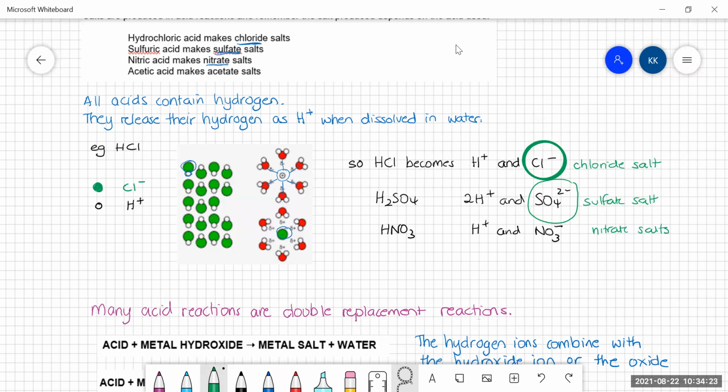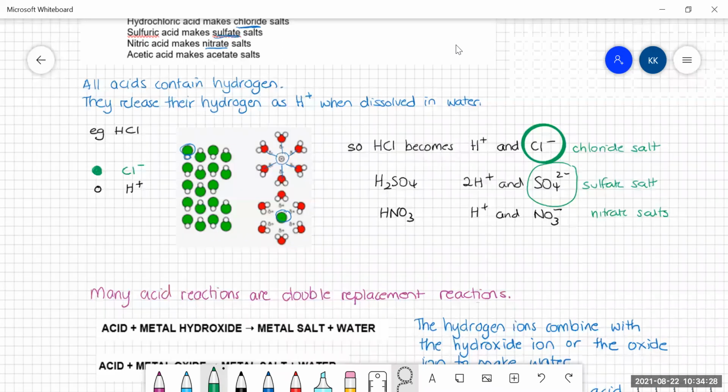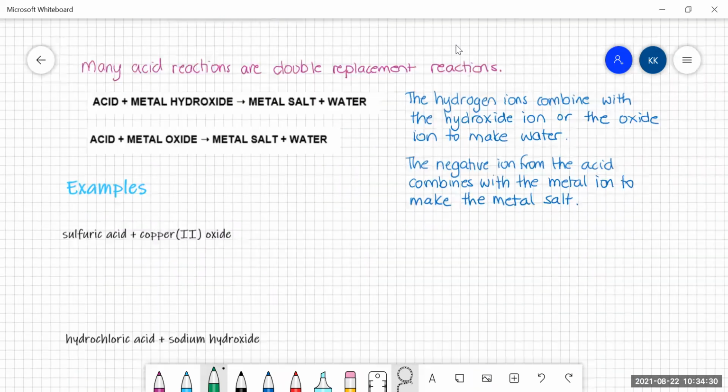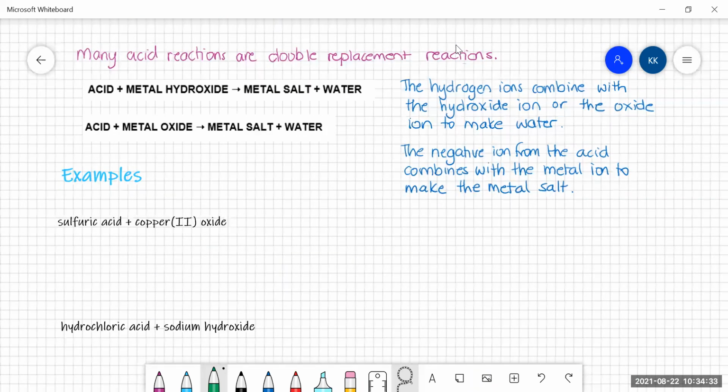Now, that was a single replacement reaction, but many acid reactions are actually double replacement reactions. In particular, we're going to look at acid plus metal hydroxide and acid plus metal oxide. These are neutralisation reactions. They make a metal salt and water. What you actually find is that those hydrogen ions from the acid combine with the hydroxide ion or the oxide ion, and that's where the water comes from. And then the negative ion from the acid combines with the metal ion, and that makes the metal salt. So that's why it's a double replacement.